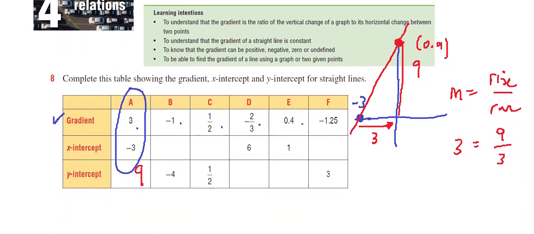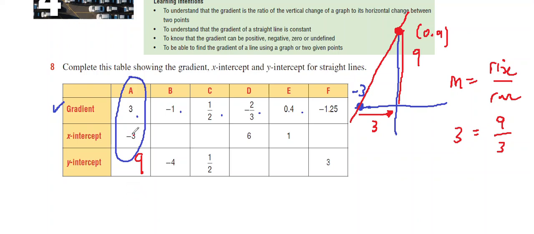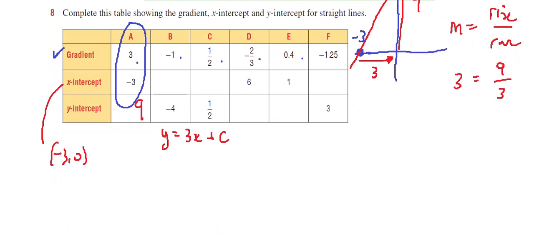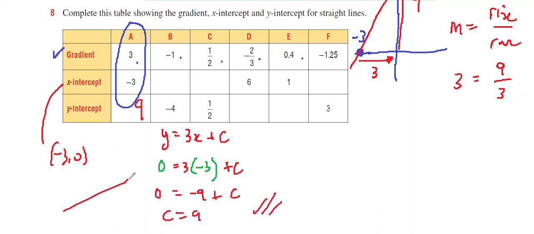The other method that you could choose is that if you know the gradient is 3, then y equals 3x plus c, and you don't know the value of c. You do know the x-intercept, which is (-3, 0), so you could sub in -3 and 0. I'd end up with y is 0 when x equals -3, so 0 equals -9 plus c, c equals 9. So I could use an algebra method, or I could use a graphing method.